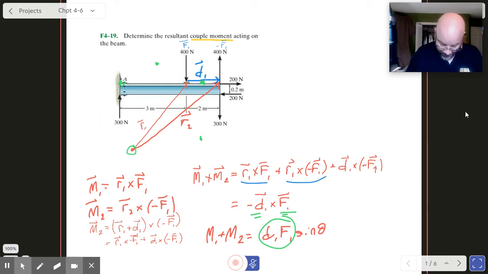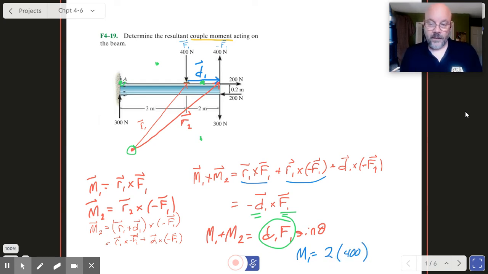And so what we've got here in our particular case, then we could say that the actual, what I'm going to call M1, the moment generated by the 400 Newton pair of forces, is really the distance between them, which is 2, times the magnitude, which is 400, just like that. Okay. Now, we probably need to sort of think about having a plus or minus on here.